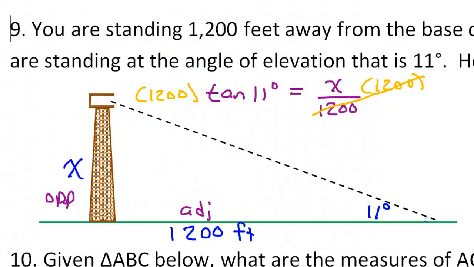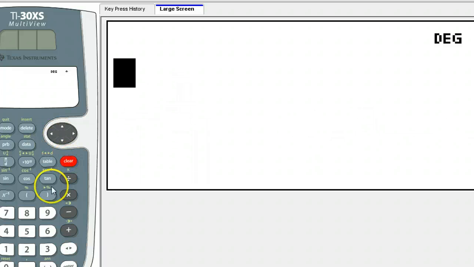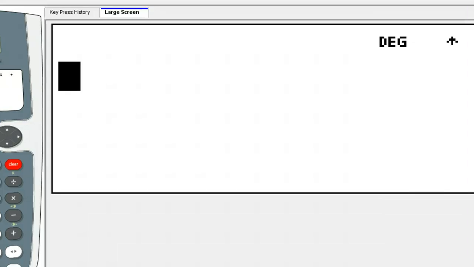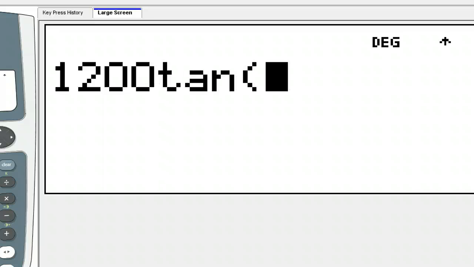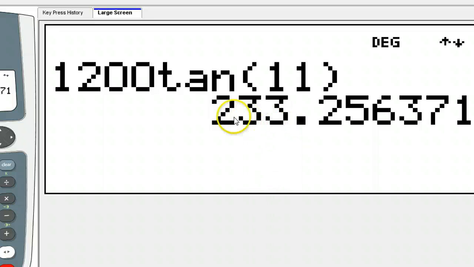Okay, that didn't work out the way I planned. So let's see. I said we're going to do 1,200 times the tangent of 11. Alright, so that is 233.